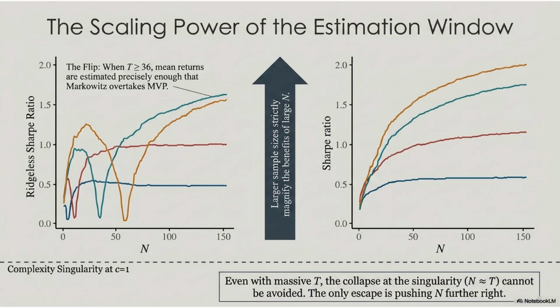Because with 3 years of data, the historical averages finally graduate from pure noise to actionable signal. Yes. Once the expected returns become reliable, the MVP's strategy of blindly ignoring them turns into a liability. You just start leaving money on the table. Precisely. With sufficient time depth, Markowitz can finally execute its dual mandate.